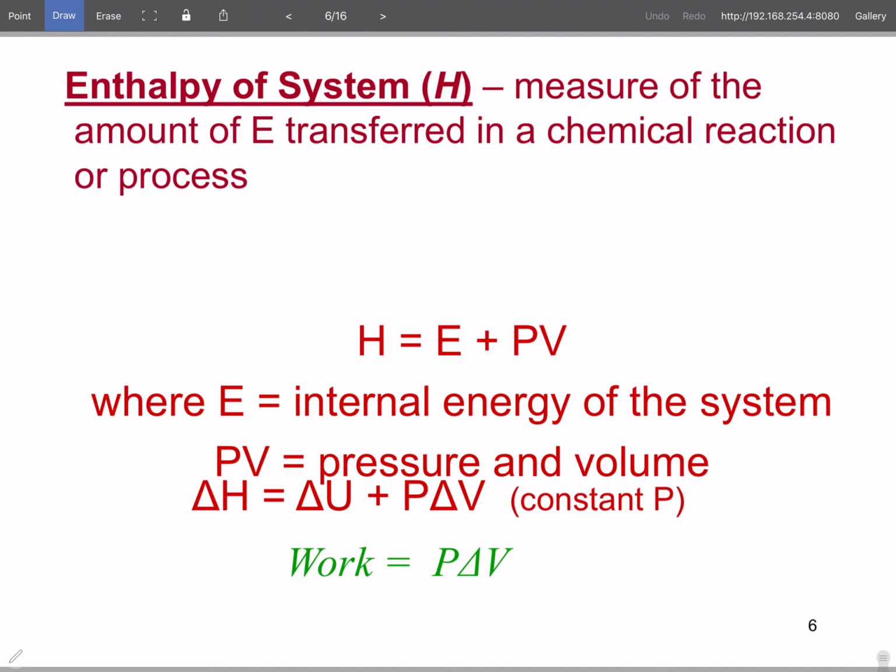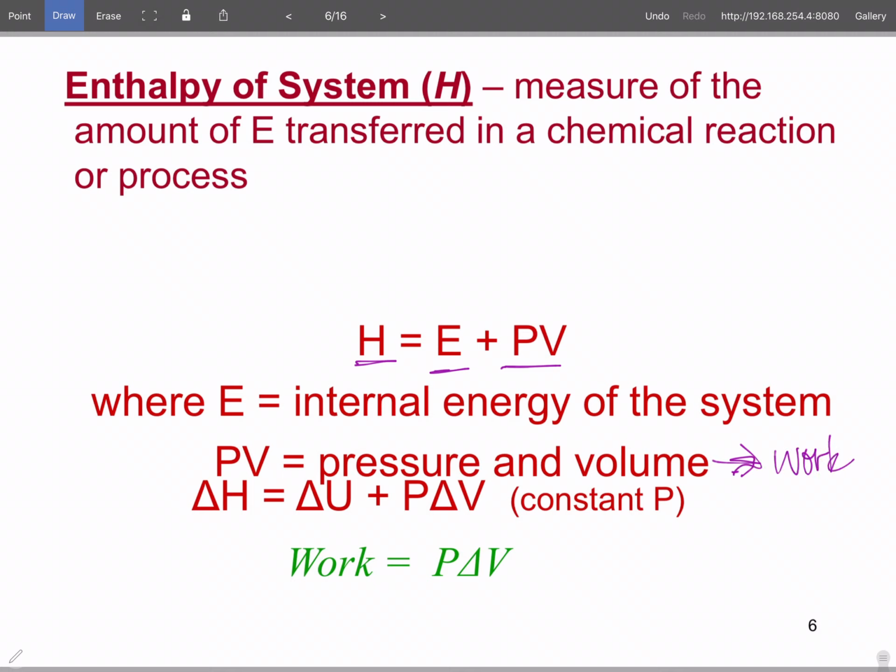So let's talk about the enthalpy of the system. That's the measure of the amount of energy transferred in a chemical reaction or process. So you're going to transfer energy back and forth. Sometimes it's a chemical reaction, sometimes it's a process. And so the enthalpy is equal to the energy plus pressure times volume. Well, pressure and volume change. If you do that, that's work.